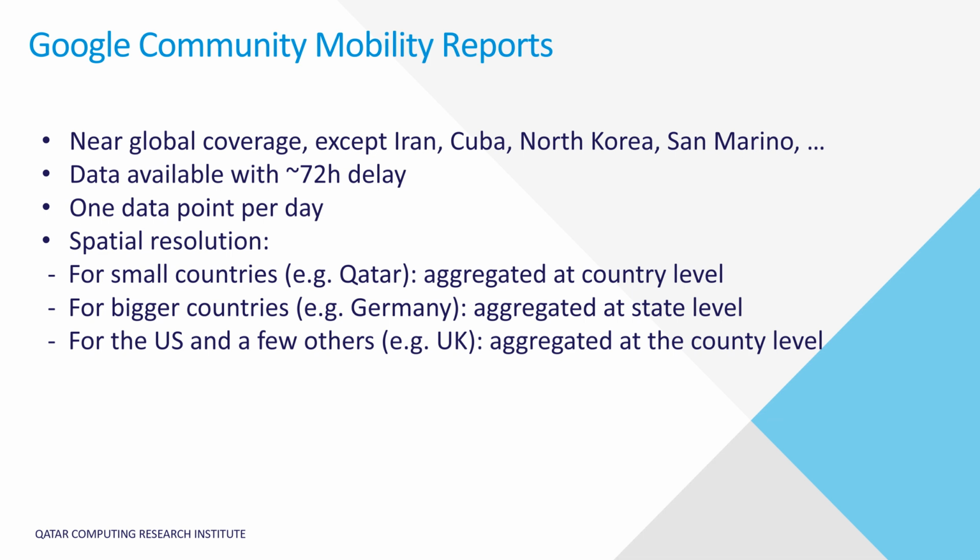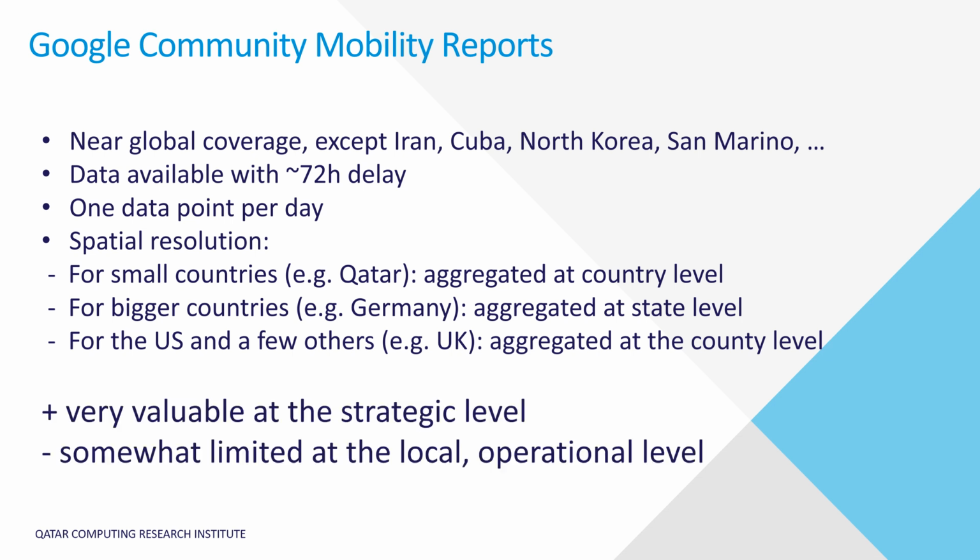So, a quick recap of the mobility reports. There's near global coverage: almost all countries, except Iran, Cuba, North Korea, and some small countries such as San Marino that would not be supported. Data is typically available within 72 hours. There's one data point per day. Spatial resolution differs. For small countries such as Qatar, you get data aggregated at the country level, but for countries such as the US, it would be down to the county level.